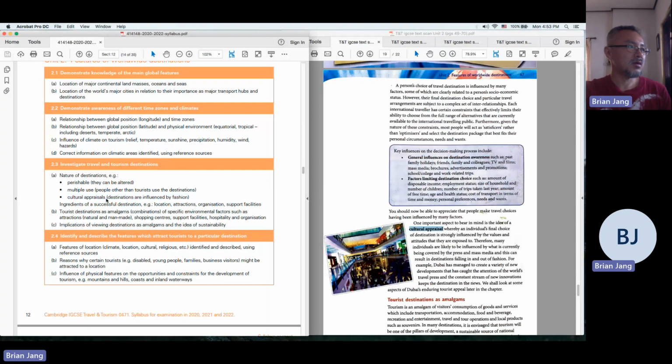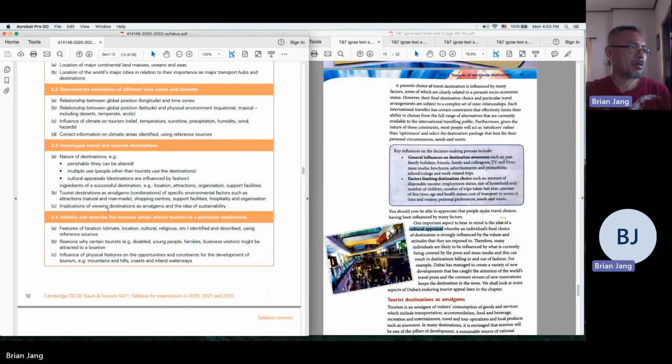So try to remember that. And let's see, B, tourist destinations as amalgams. Basically, destinations are not just one thing. We talked about the different components of travel and tourism, and it's all of that. It's infrastructure, it's accommodation, it's attractions. All of that needs to be there for all of this to be possible.